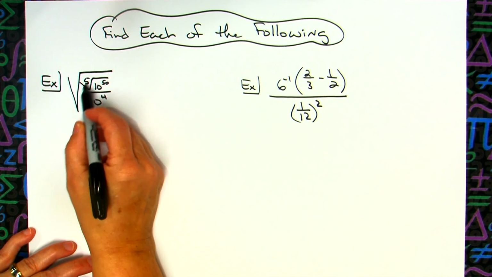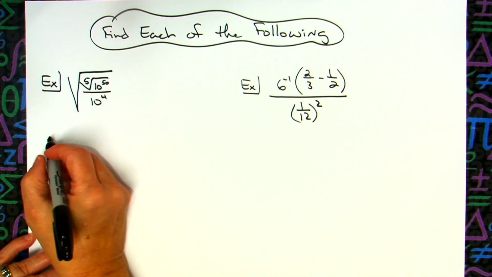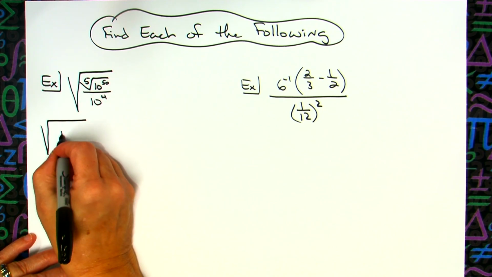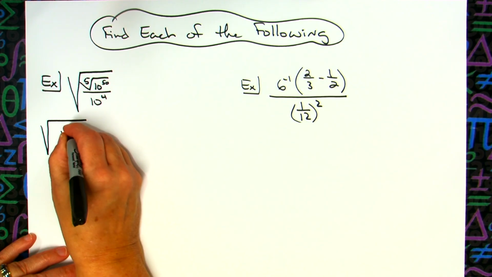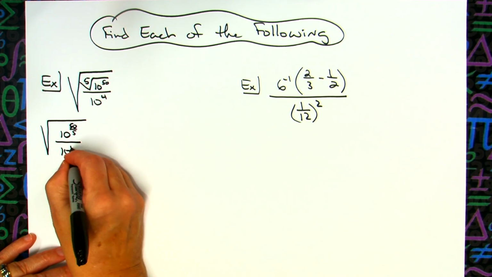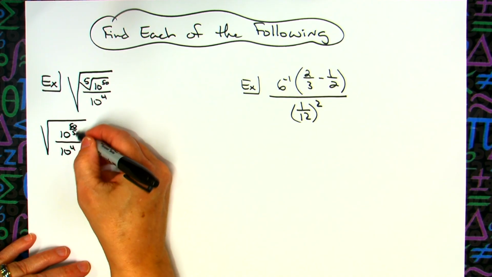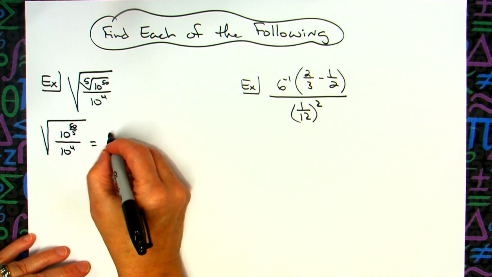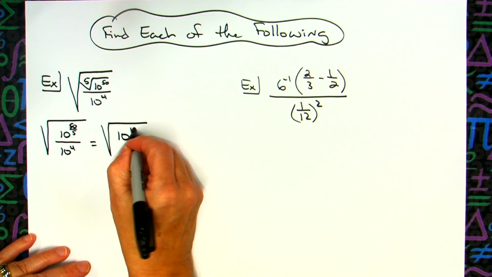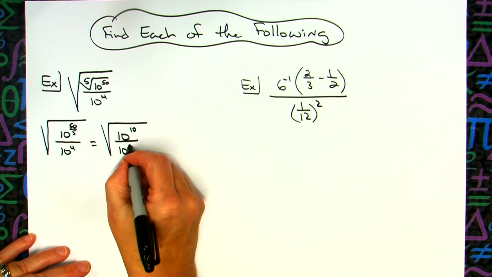All right, so first off, I'm going to work on the inside here, and I'm going to turn radical form into exponential form. So I'll still have the great big radical. I'm going to write that as a 10 raised to the 50 over 5. I'm going to leave that denominator as 10 to the 4th. All right, now I'm going to go ahead and simplify there. 10 over 5 is going to be a 10, so I'm going to have a square root of a 10 raised to the 10th power and a 10 raised to the 4th power.